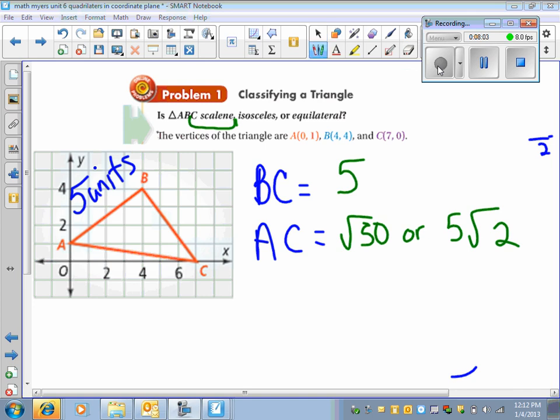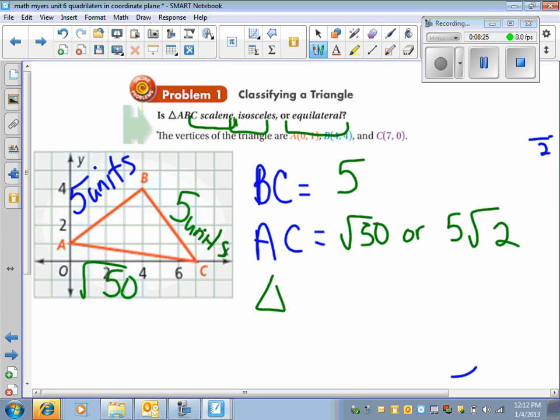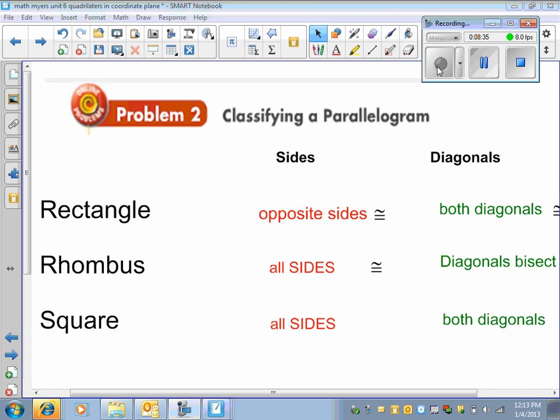So what we're going to do is put this information on our picture. 5 and the square root of 50. What I notice is two sides are congruent. Which one of these vocabulary words represent two sides congruent? You got it, isosceles. Therefore, triangle ABC is isosceles.